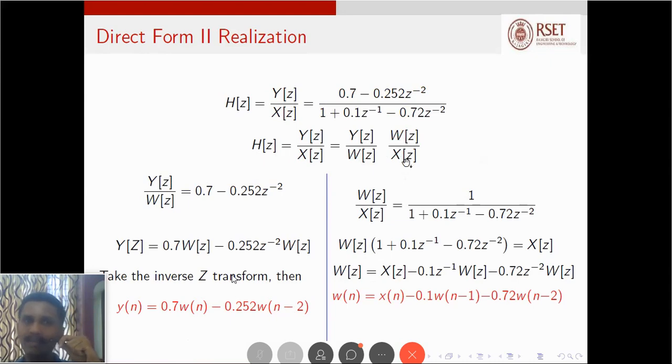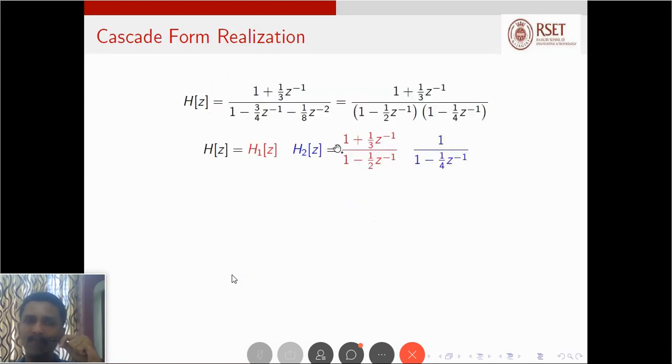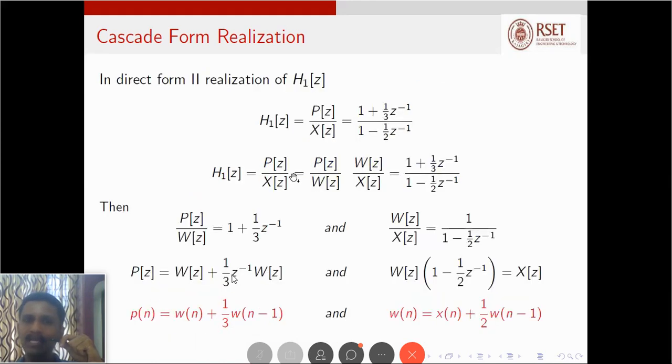x of Z. Similarly, in the case of cascade form realization of h1 of Z, we are dividing the p of Z by x of Z like this: p of Z by w of Z into w of Z by x of Z. You will obtain 1 plus 1 by 3 Z inverse divided by 1 minus 1 by 2 Z inverse. Then you will obtain p of Z by w of Z, which is equal to 1 plus 1 by 3 Z inverse. So if you are cross multiplying them, you will obtain p of Z is equal to w of Z plus 1 by 3 Z inverse w of Z.